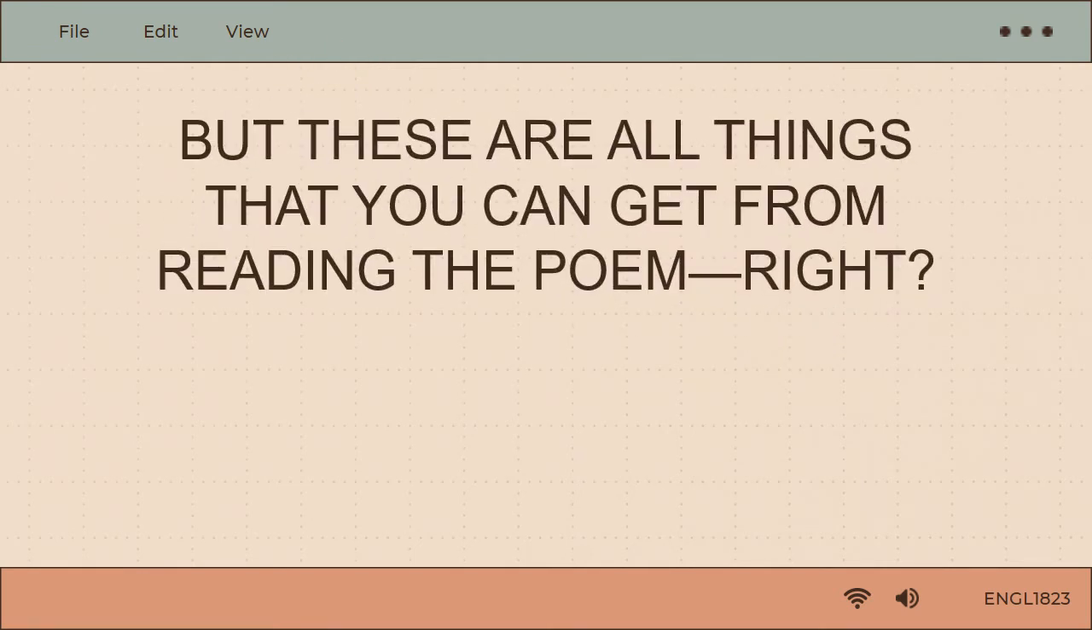But these are all things that you can get from reading the poem, right? The answer is wrong. We've been occasionally referring to the speaker as a he for clarity's sake. But if you look again, you'll notice there are no hims, hers, she's, his, or any other gender-defining vocabulary words anywhere in the poem. The conventional title is actually the only thing that explicitly designates the poem's speaker as male.